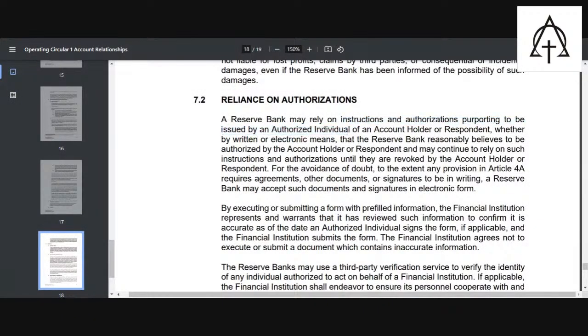A reserve bank may rely on instructions and authorizations purporting to be issued by an authorized individual. So, as being the authorized individual, the reserve bank may rely on instructions and authorizations. So now it's time to learn how to give the directive because they are saying that they may rely on them. And all you got to do is show them what I call a fortiori. It means the greater truth. Hey, I'm sorry, I made errors. That's the greater truth. It's not you guys' error. I'm the one that did everything wrong.